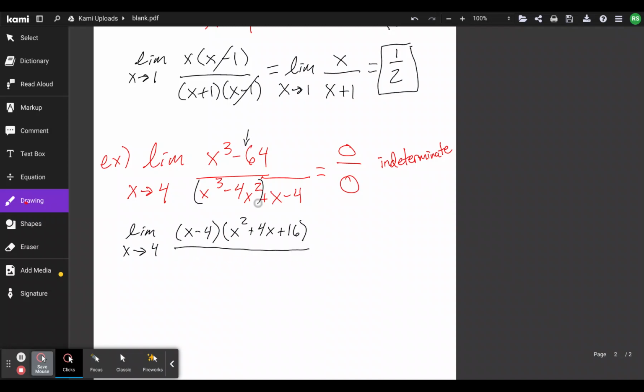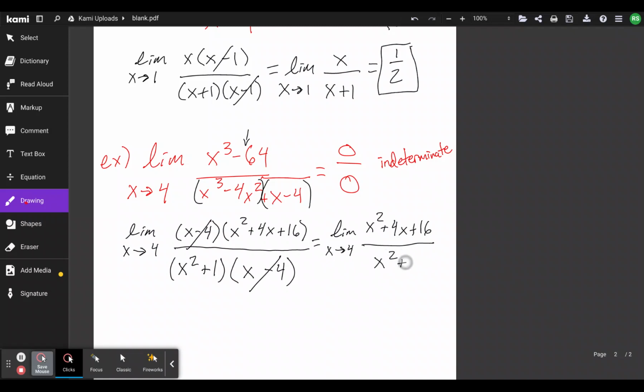We can factor the denominator. We have 4 terms. We are going to factor by grouping. You can factor out an x squared in the first quantity. You can factor out a positive 1 in the second quantity because there's no common factor outside of 1. Pulling out an x squared and a 1 leaves you with x minus 4. We can simplify those factors, and now we're finding the limit as x approaches 4 for x squared plus 4x plus 16 over x squared plus 1. We can't factor that any further.